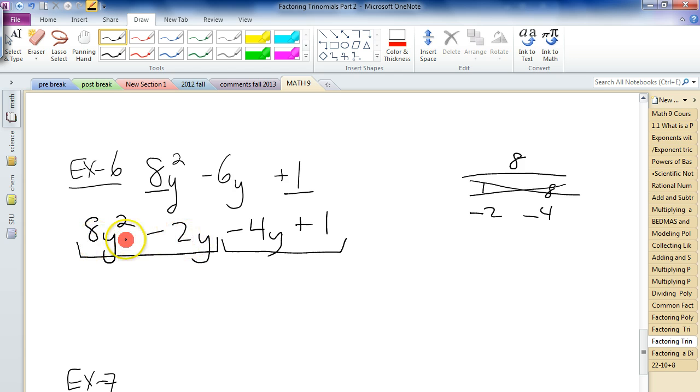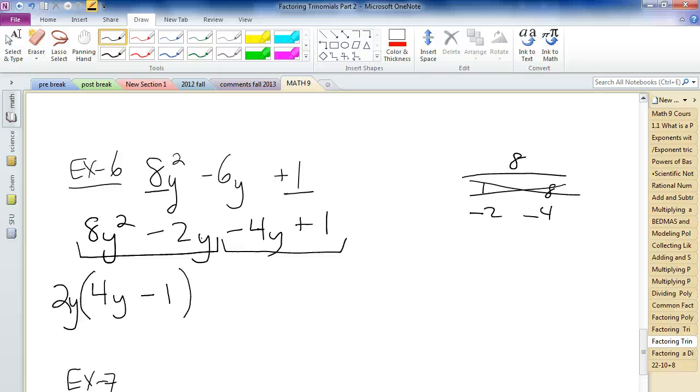What's common between this group? 2. 2 goes into there 4 times, and the y squared, actually, sorry, I could have pulled a y out as well, because that had a y as well. So I'm going to pull a 2y out of there, I'm left with 4y. When I pull a 2y out of here, I'm left with negative 1, because 2y goes into itself once. Over here, what's a common factor I can pull out of negative 4y plus 1? Well, nothing can be pulled out. Not nothing. 1 can be pulled out.